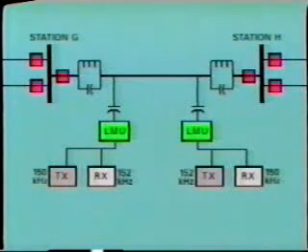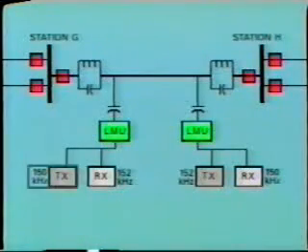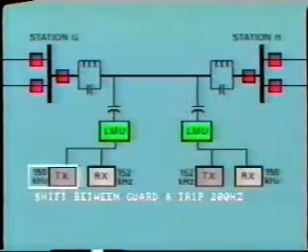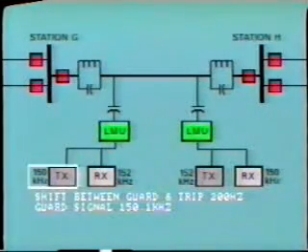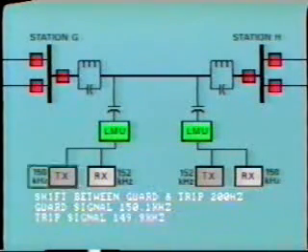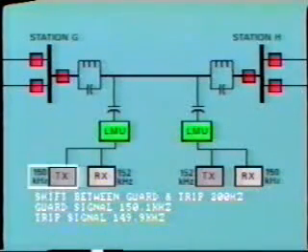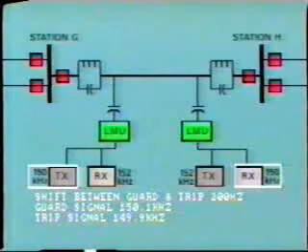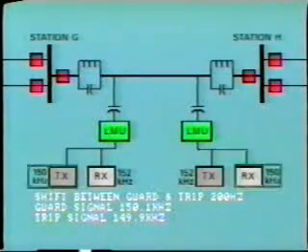Consider this arrangement. At station G, the transmitter is set to operate at 150 kilohertz. In this particular scheme, the FSK shift between guard and trip is 200 hertz down. This means that the carrier will transmit a continuous guard signal at 150.1 kilohertz, and this will key to a trip signal of 149.9 kilohertz when initiated by relay action. At station H, the corresponding receiver is set to receive at the mean frequency, 150 kilohertz. The bandwidth allows the receiver to respond to either the guard signal or the trip signal.